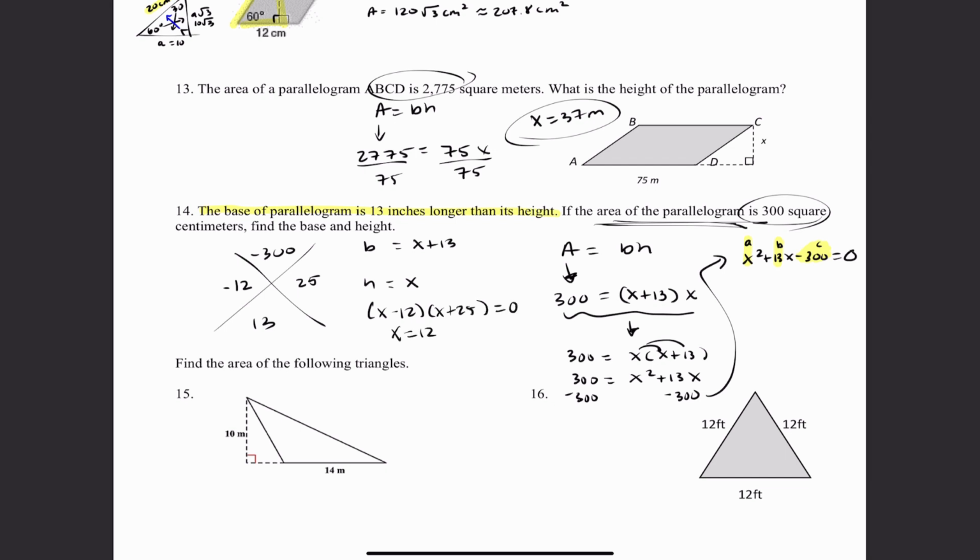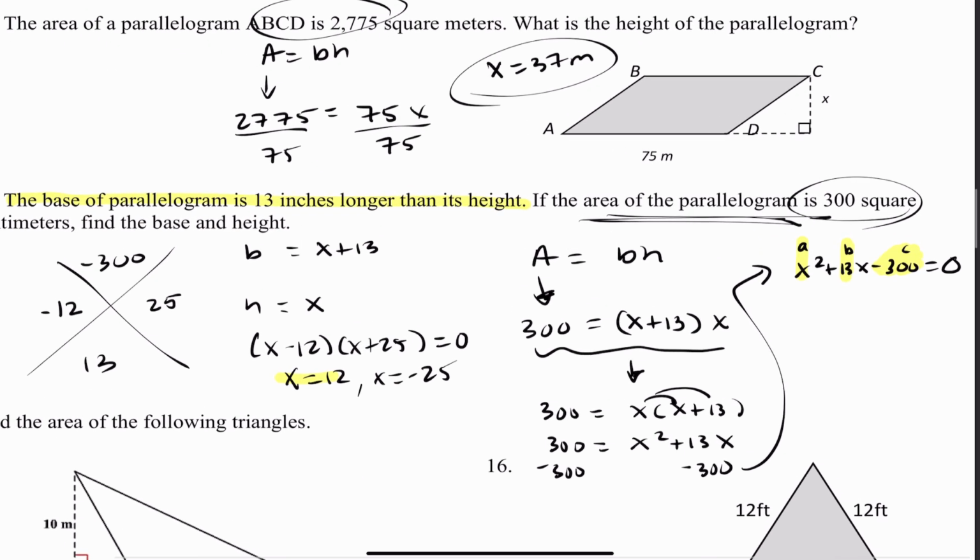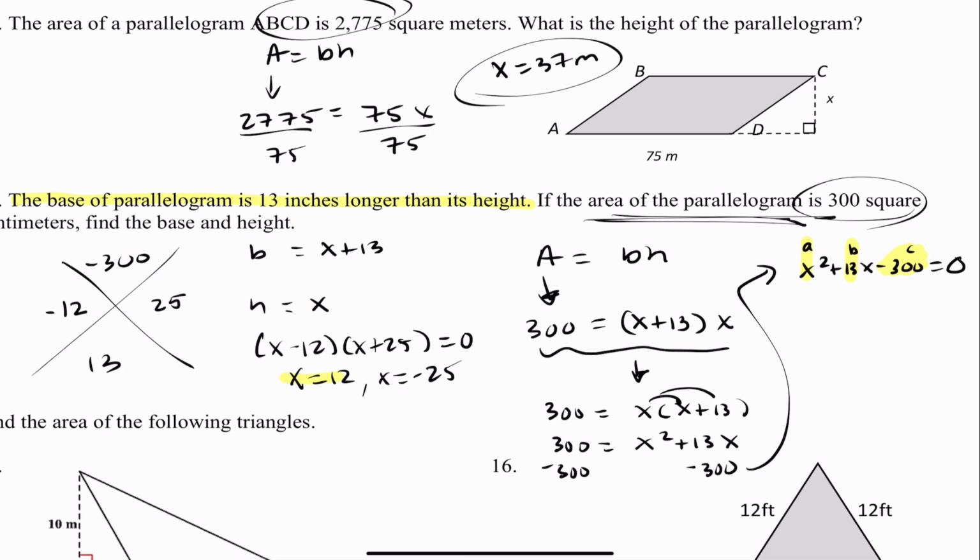So x is equal to 12 and x is equal to negative 25. I want the positive x value. And if x is 12, that means the height is 12 and the base is what? 12 plus 13 is 25. And we cannot forget our units.